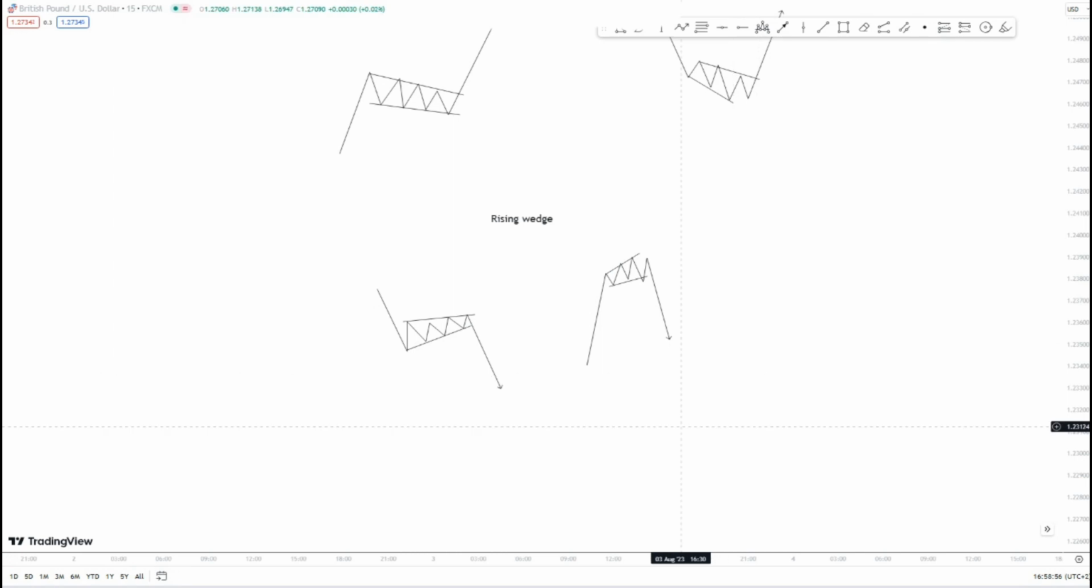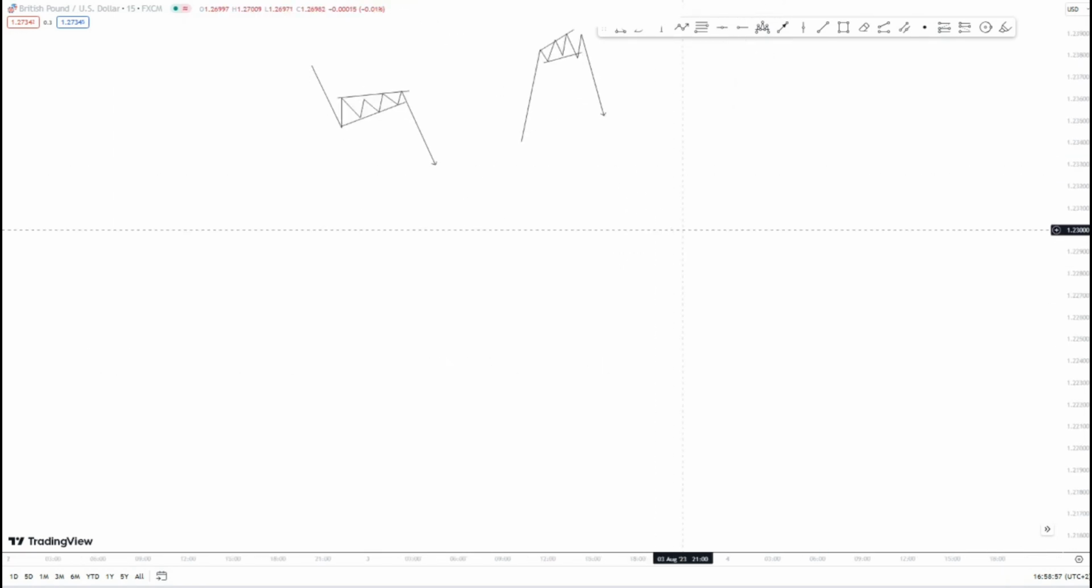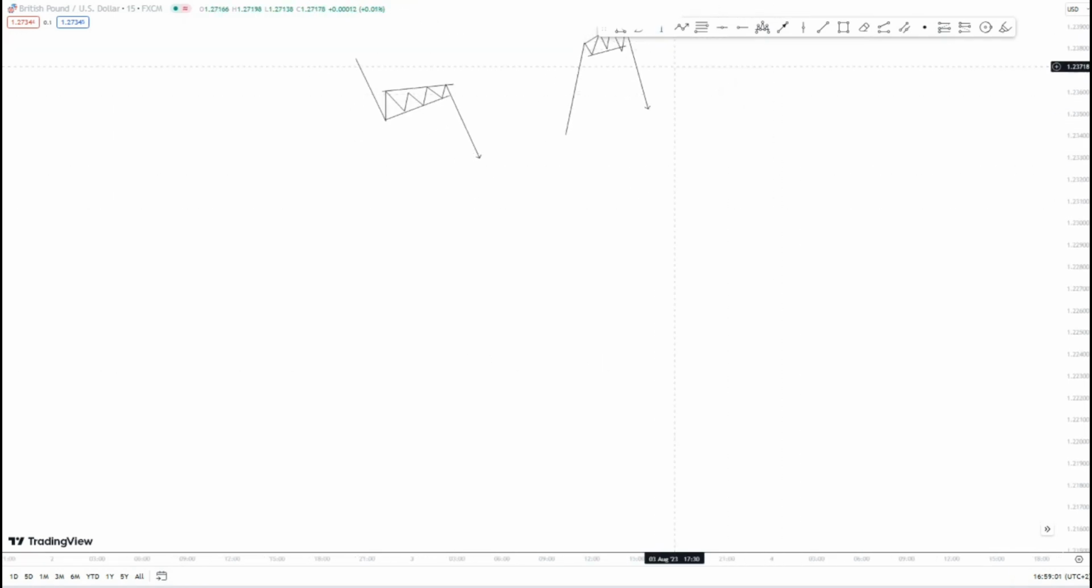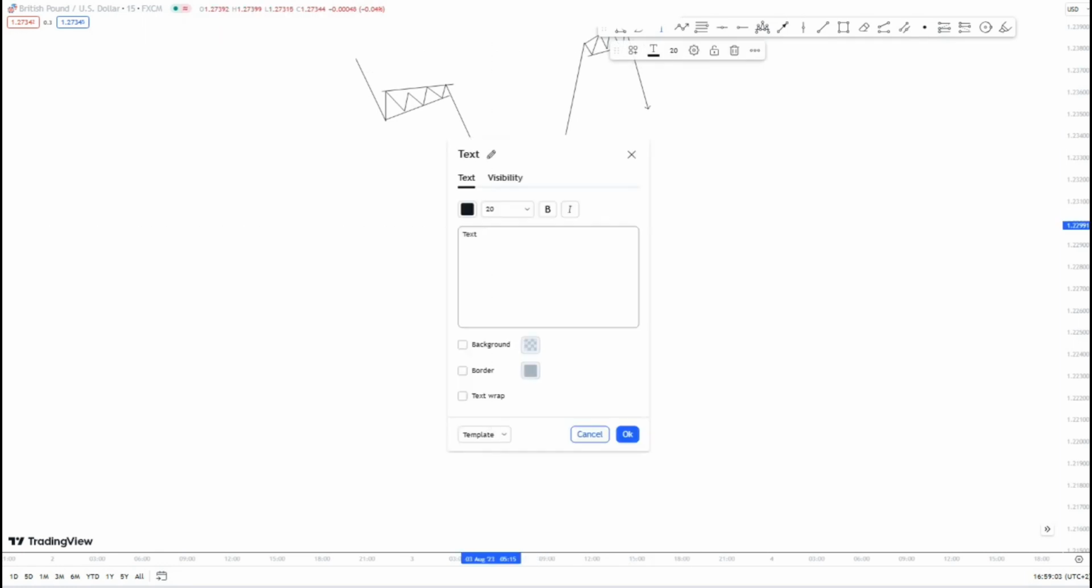So my third pattern that I wanted to show you guys was the head and shoulders. That is the third very important pattern that I wanted you guys to know about. Head and shoulders.